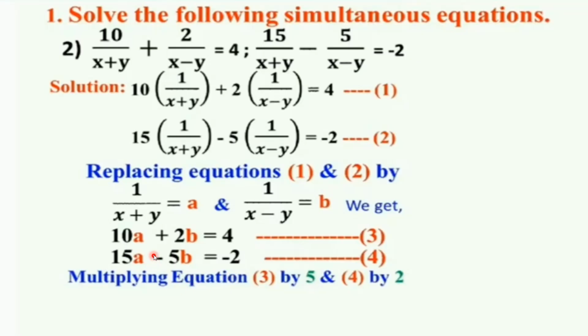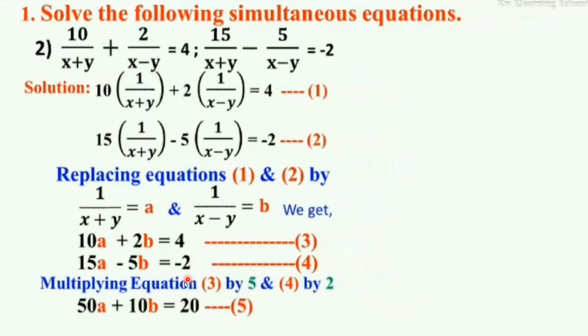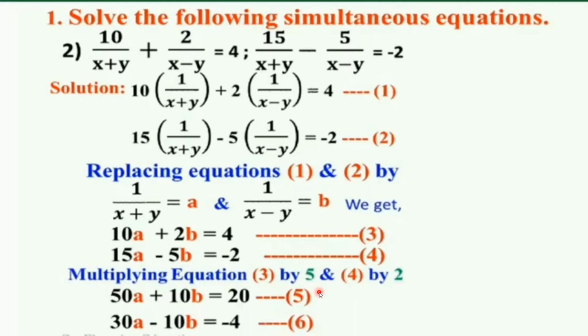So now we will proceed, children. I am going to multiply equation 3 by 5 and equation 4 by 2. So after multiplying, just observe, children, I got 50a because equation 3 I am multiplying by 5. So 10 into 5 will be 50. 50a plus 2 5s are 10b, that is equal to 4 5s are 20. This is a new equation. I am going to name it as equation number 5. Similarly, equation 4, when it is multiplied by 2, I got 30a minus 10b is equal to minus 4. I'll name this equation as equation number 6.